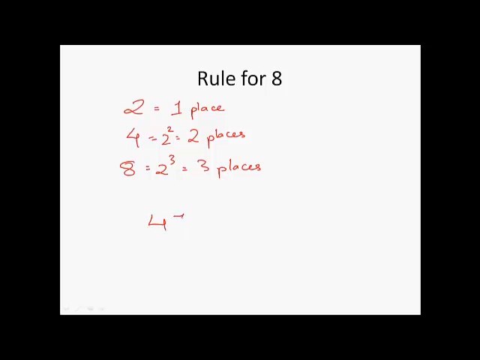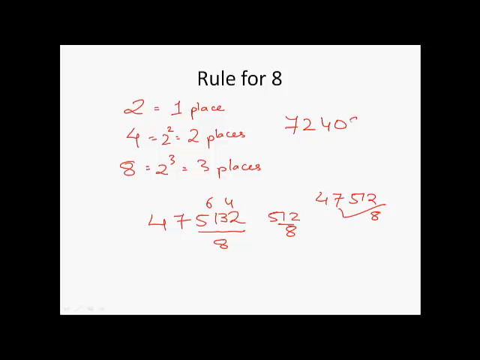So let us say 47,512. Now instead of checking the entire number, we just check, is 512 divisible by 8? Well, 8 6s are 48, 8 4s are 32. Yes, 512 is divisible by 8, and hence the number 47,512 will be divisible by 8. So I repeat, whatever the number is given, let us say 72,408. Check, is 408, the last 3 digits, divisible by 8? If yes, then the entire number will be divisible by 8.